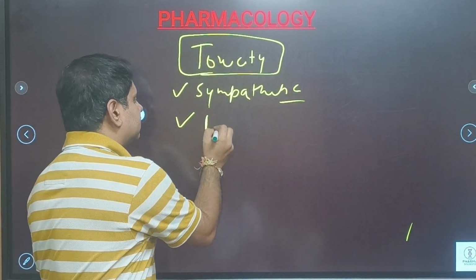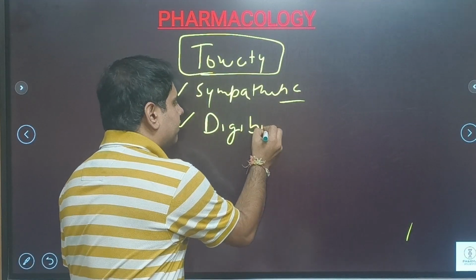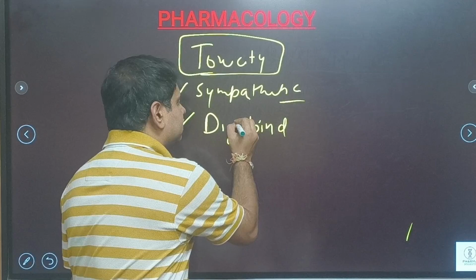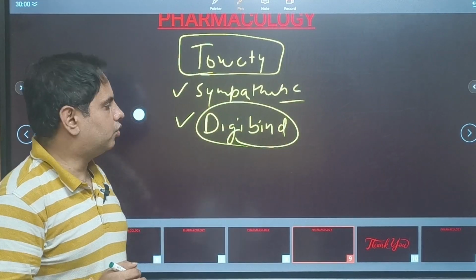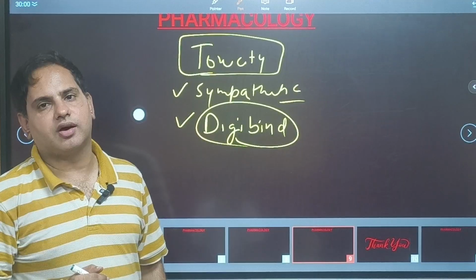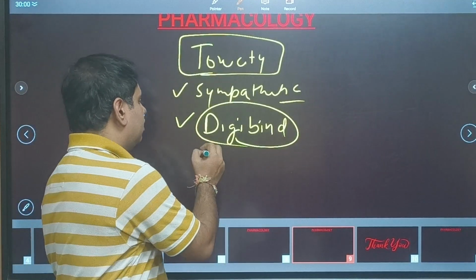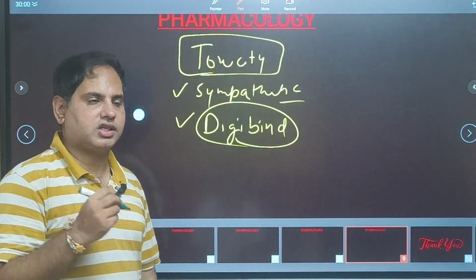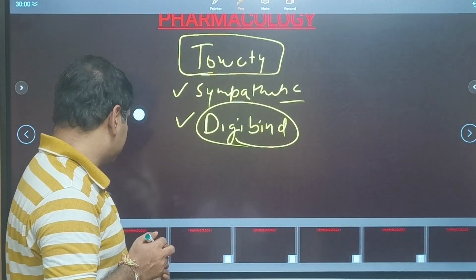And if toxicity is there, there is an antibody, DigiBind. DigiBind is an antibody against digitalis. So if someone has toxicity, to reduce the toxicity we can use the antibody, that is DigiBind. So DigiBind can be useful for the management of digitalis toxicity. So this is about digitalis that we have discussed so far.